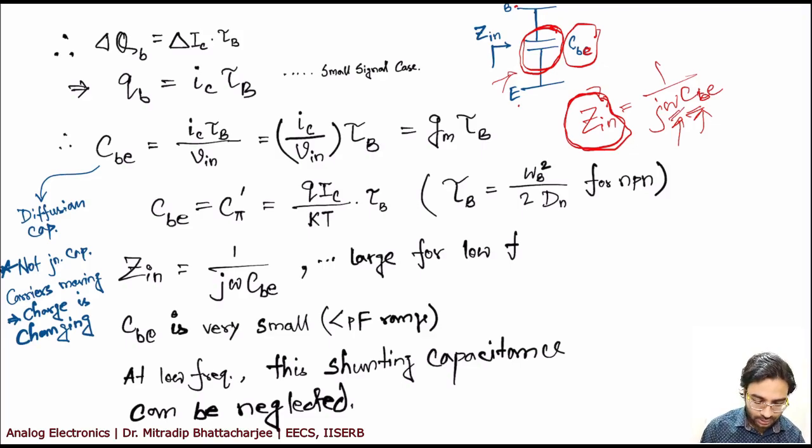Okay, so that is why it is written that at low frequency, this shunting capacitance can be neglected, because at low frequency, anyways, Zin will be very high. So you can neglect this capacitance. But first, we need to see what that capacitance is. Then we will put it in the circuit, then we will neglect. That is the best way to do it. At least you will get to know that there is a capacitance which has some effect.